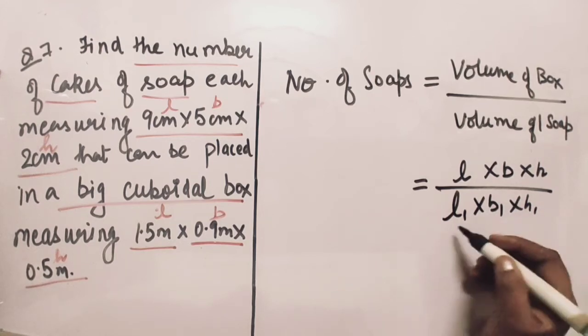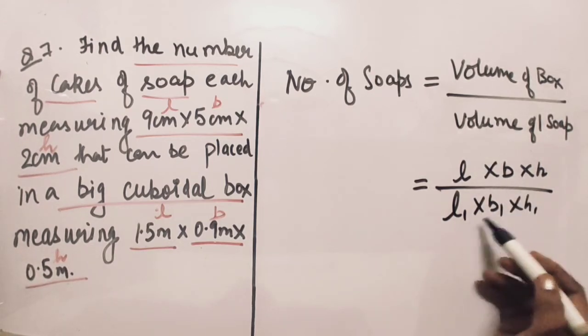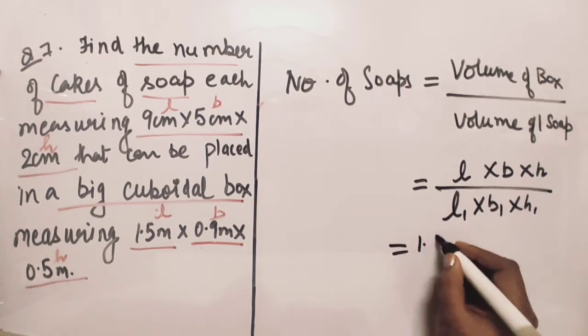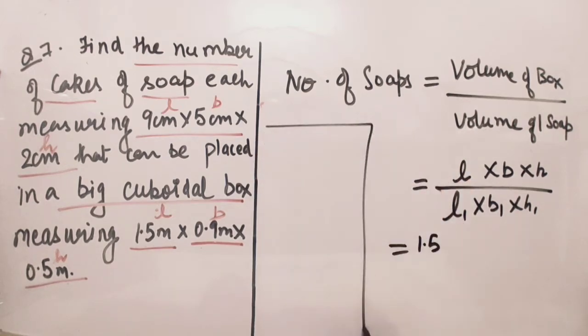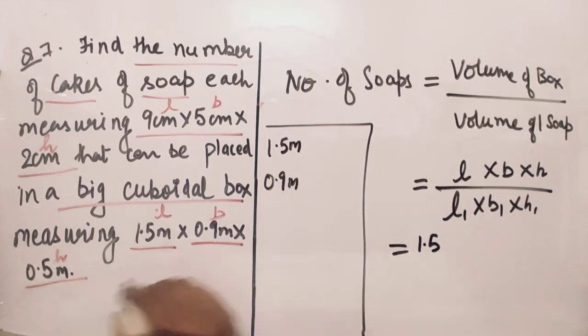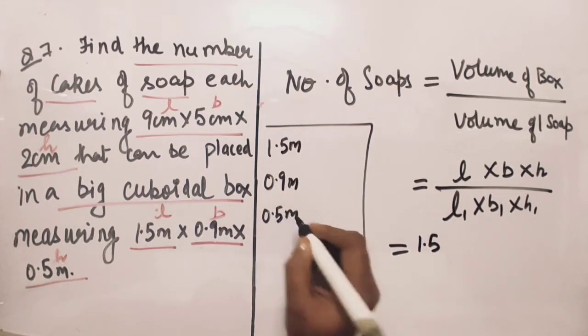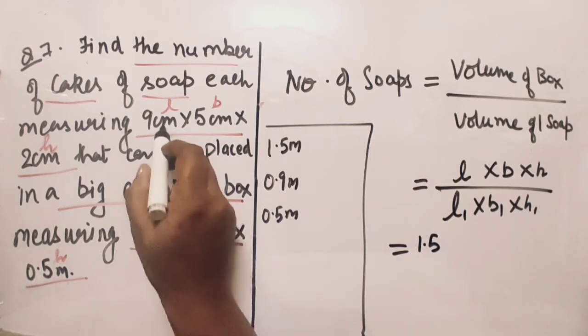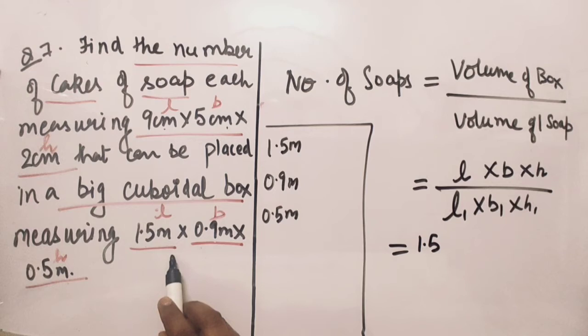I have differentiated both of them by taking it as 1, 1, 1. So the length of the box is 1.5 meter, breadth is 0.9 meter and the height is 0.5 meter. But if you remember, I have always told you that whenever we are doing calculation, we have to pay attention towards the unit, and the unit of each and every number has to be the same. Here we can see that these are given in centimeter and these are given in meter. So better is to convert meter into centimeter.